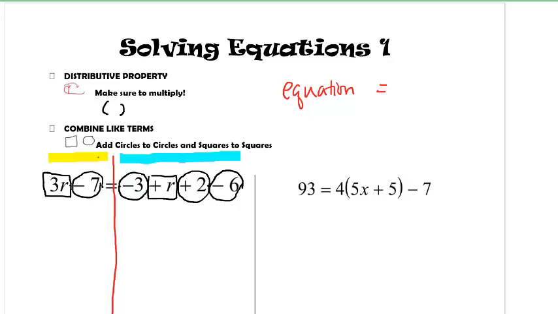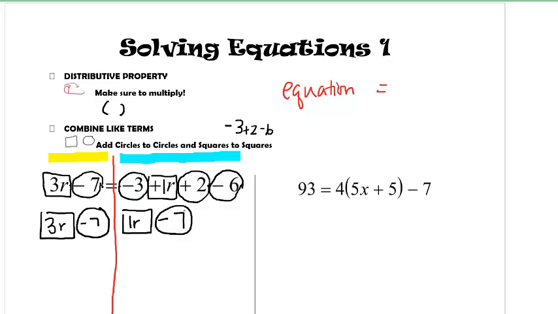We're going to do the yellow side first. As you can see from the yellow side, there's only one square and one circle, so we can't combine anything. So we're just going to rewrite that again: we're still going to have 3r, and we're still going to have -7. Now on the other side, we only have one square, and it has a 1r in it, so we're just going to bring that down. And now for the circles, we're going to combine them. In your calculator, as a reminder, you put -3 plus 2 minus 6, and if you do that, you're going to get -7. So we're going to put just -7.